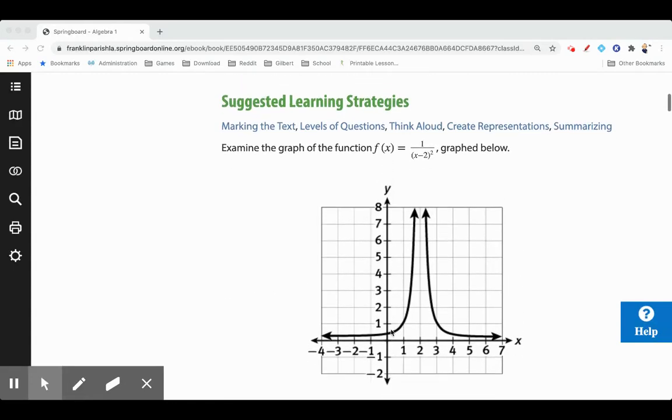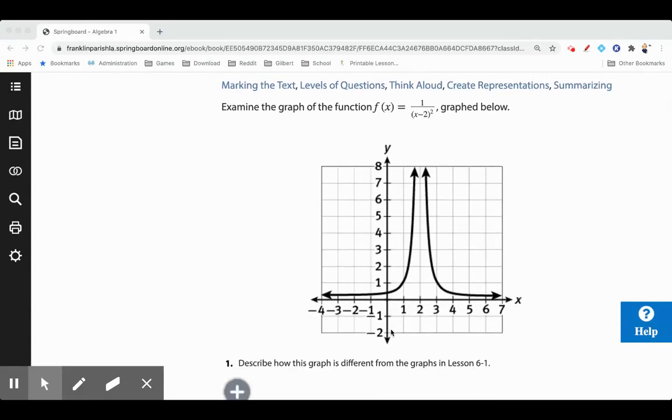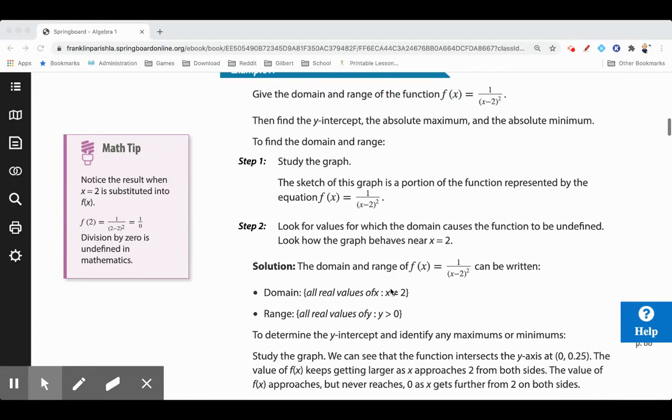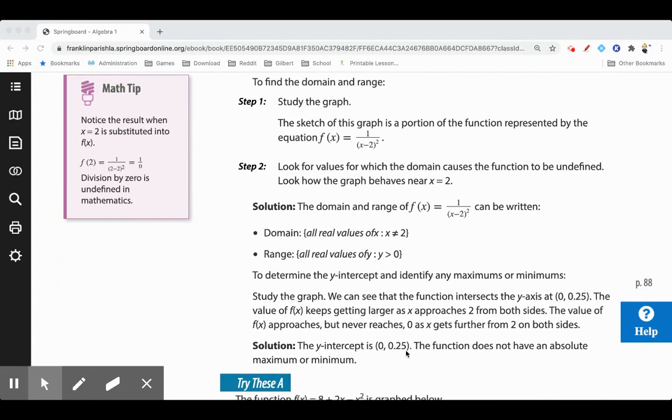Okay, the y-intercept. Well, remember, y-intercept is when x is equal to 0. And so if I put x is equal to 0, I'll get negative 2. Negative 2 squared is 4. 1 over 4 would be my y-intercept. 1 over 4 is 0.25. Okay, my y-intercept is 1 over 4 or 0.25.